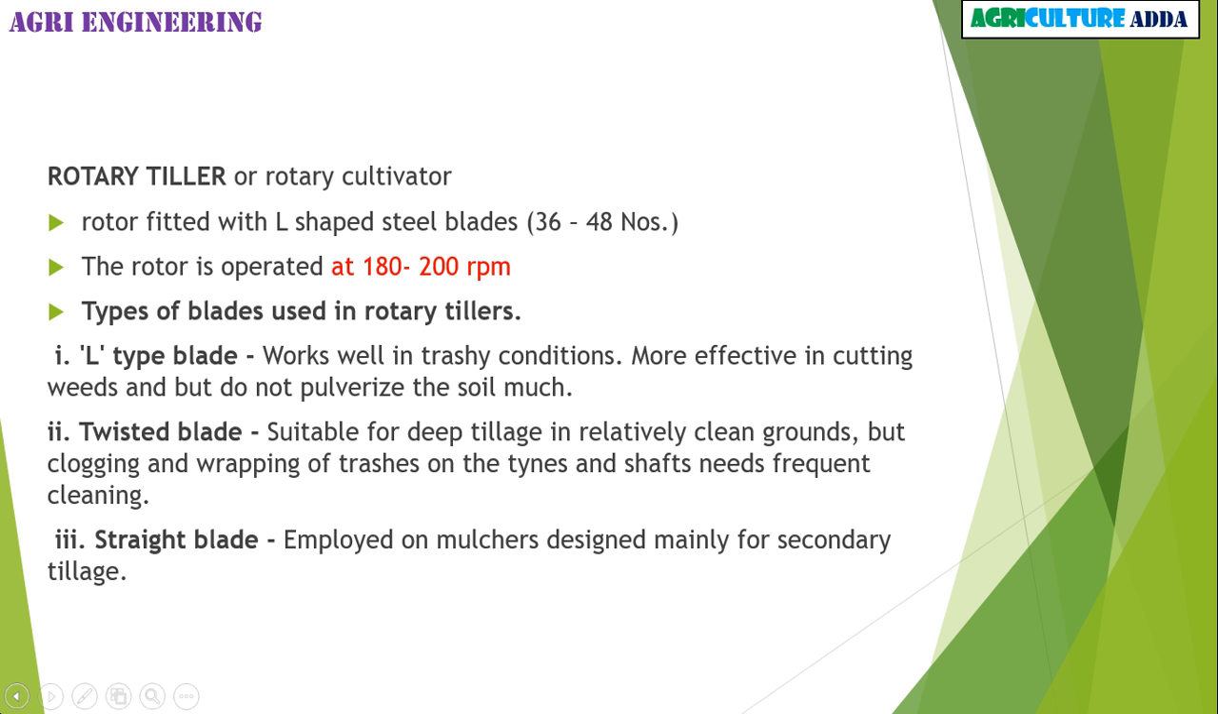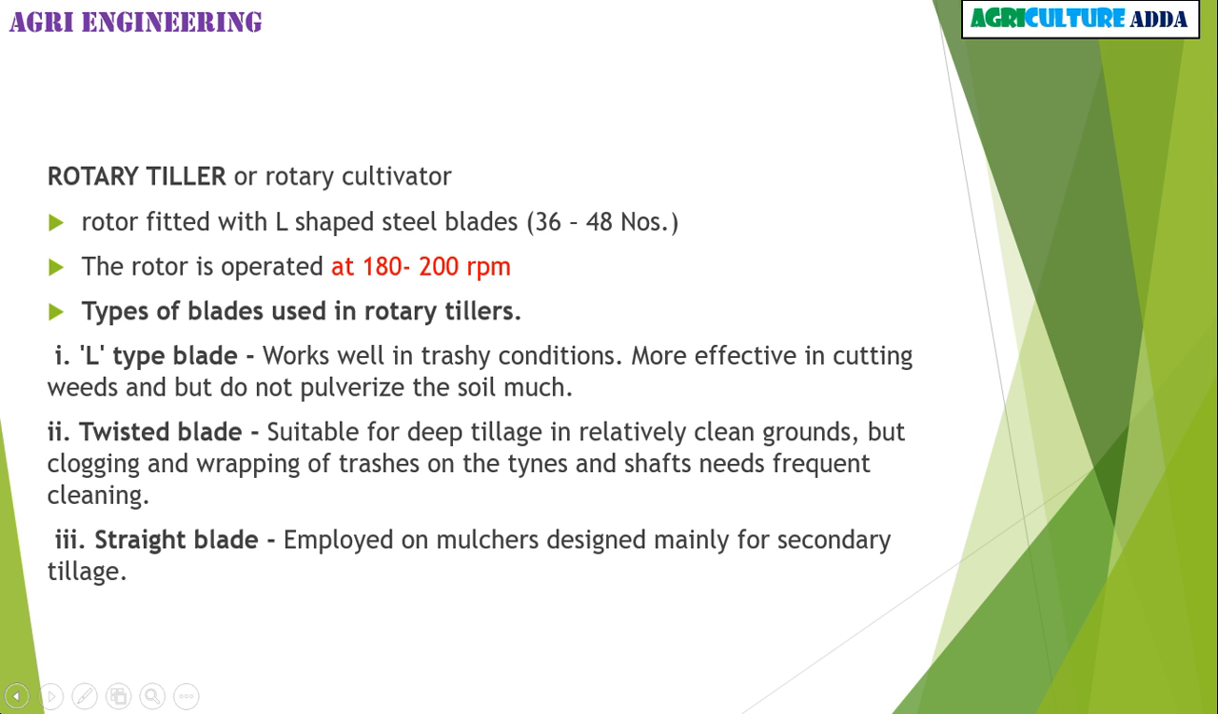This is about the rotary tiller. Rotor fitted with L-shaped steel blades, that is around 36 to 48 numbers of steel blades. Rotor is operated at 180 to 200 RPM. And types of blades used in rotary tillers are: L-type blade works well in trashy conditions, more effective in cutting weeds but does not pulverize the soil much.